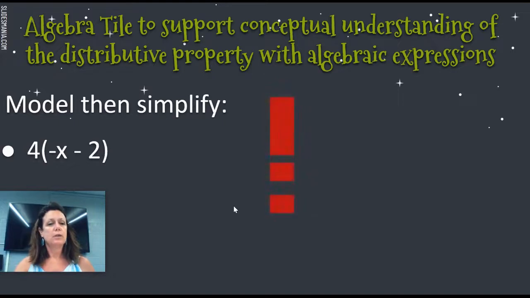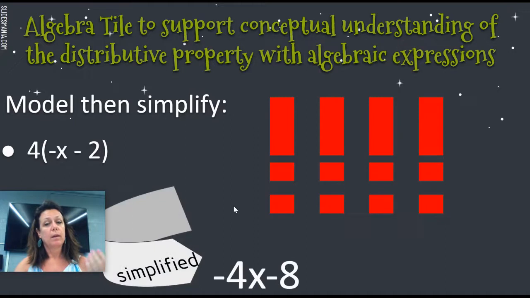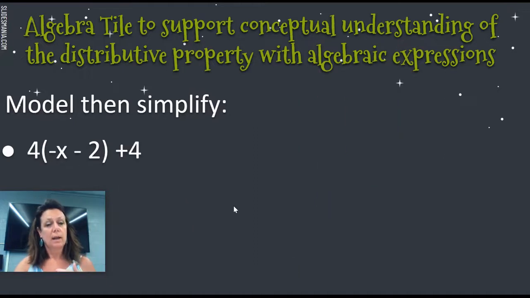We can also model additional ones. So I'm just going to go ahead and show the model here. Again, we're starting with negative x and subtract 2. So that's been modeled here using our algebra tiles. That's inside the parentheses. But we have 4 groups of those. So here we are. Now, when we combine all our like terms, we wind up with negative 4x subtract 8.